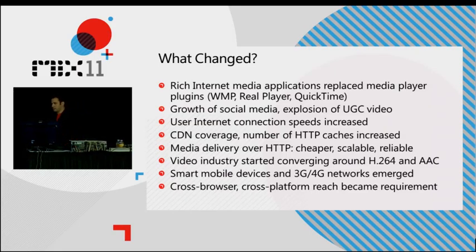Another movement that we saw in the last decade was that the video industry started converging around H.264 and AAC as their really primary go-to codecs. And it started out in the video industry with Blu-ray and HD-DVD at the time as well. And then we saw that really kind of cross over into the streaming industry as well.